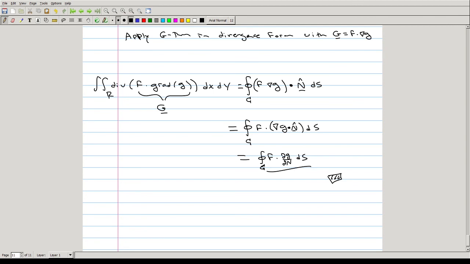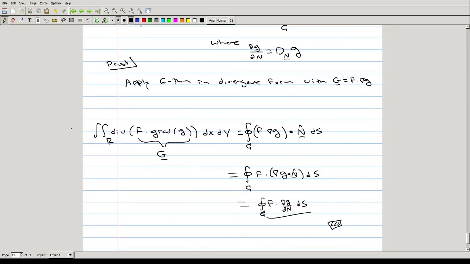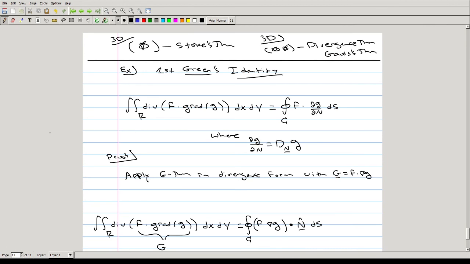So what you might be interested in doing, and what I recommend doing, is going through and checking Green's other identities for yourself. It'd be a very useful kind of practice tool to go through and do. So look at the second identities and the third identities, and see if you can go through and use Green's theorem to prove these identities.